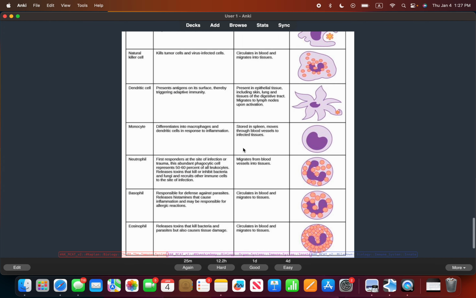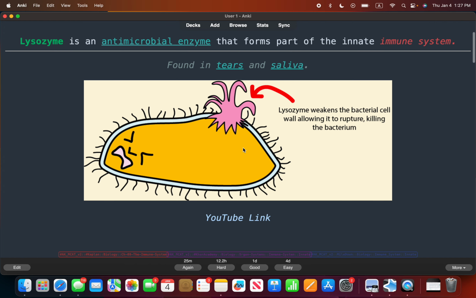So, as you can see here, lysozymes are found in tears and saliva, and their job is to break down the cell wall of the bacteria. So it is an antimicrobial enzyme, and it's part of the innate immune system.